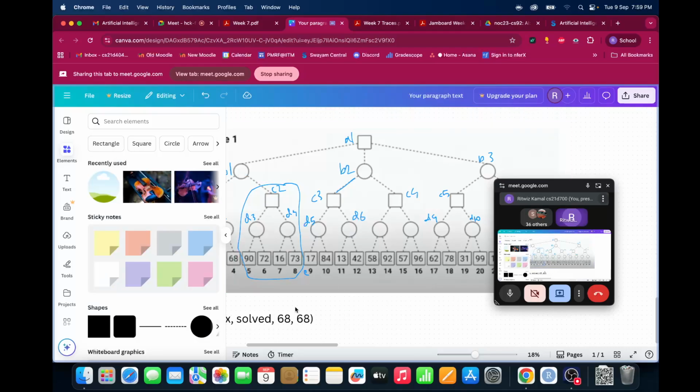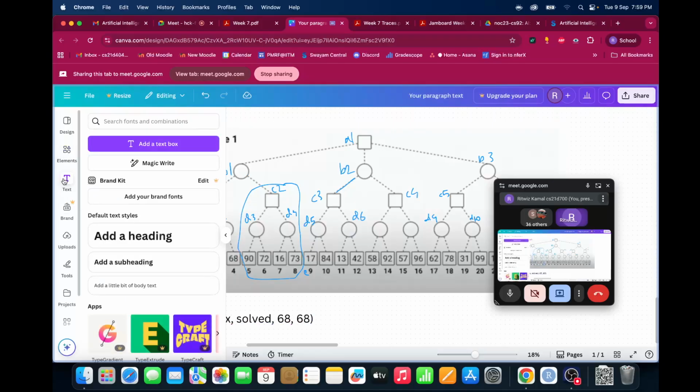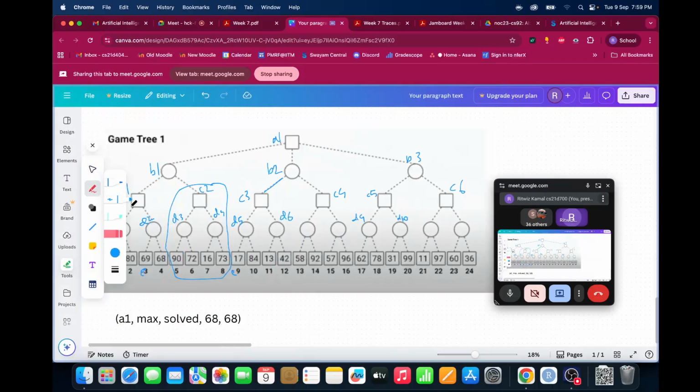Yes, B1 is a min node, right? B1 is a min node, not max. Yes.